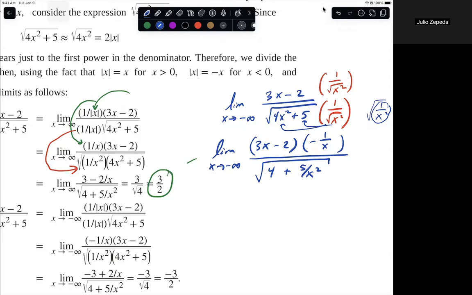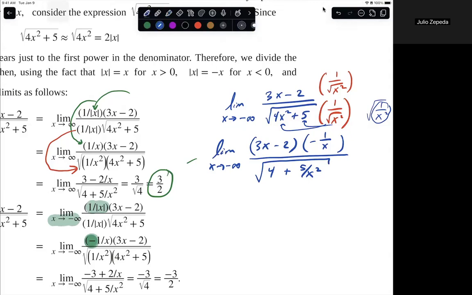And so notice there's the big difference, that negative coming from that absolute value function. Since we're dealing with x values that are getting closer to negative infinity, they're all negative, then the absolute value of x in that case is not just x, but negative x. So there's an extra negative here that we have to keep in mind.